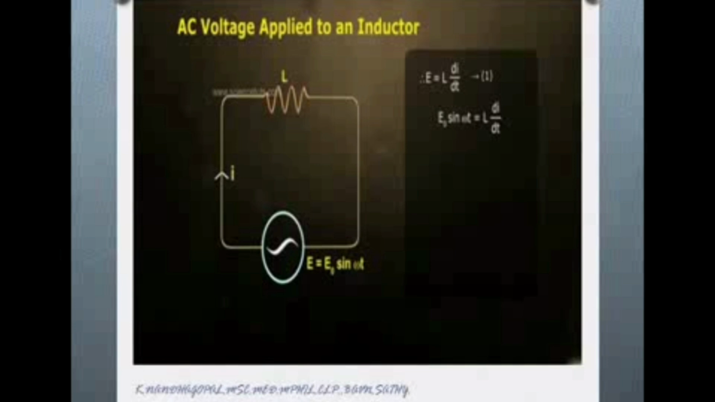So E equal to L into di by dt, or E0 sin omega t equal to L into di by dt, or di equal to E0 by L sin omega t dt, bringing dt to this side.